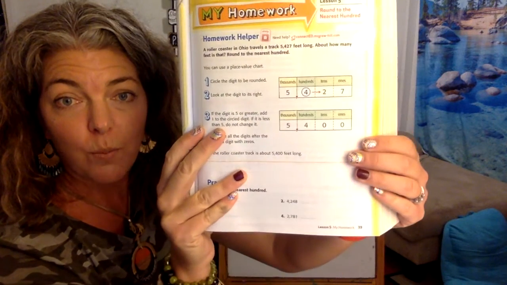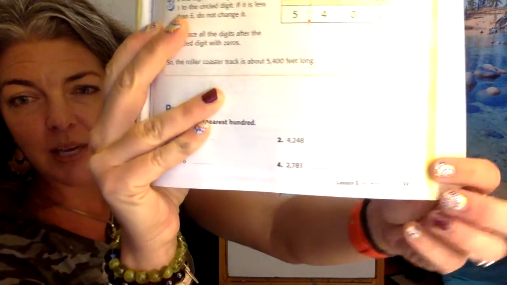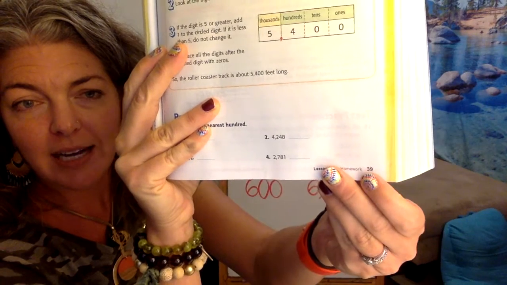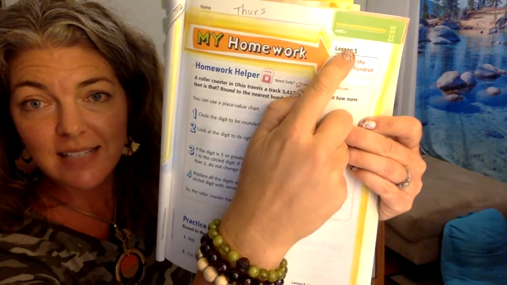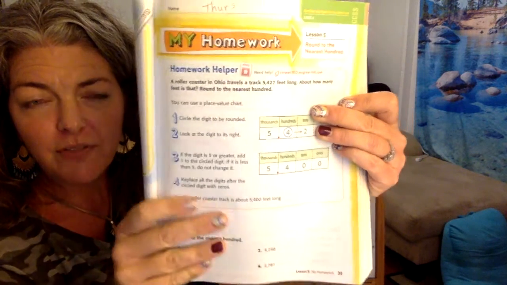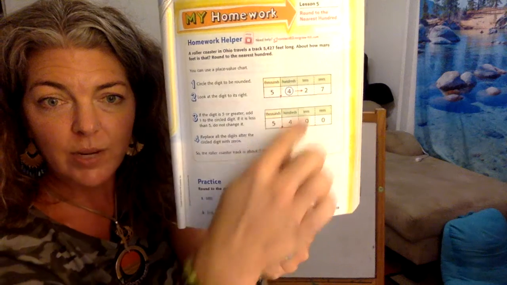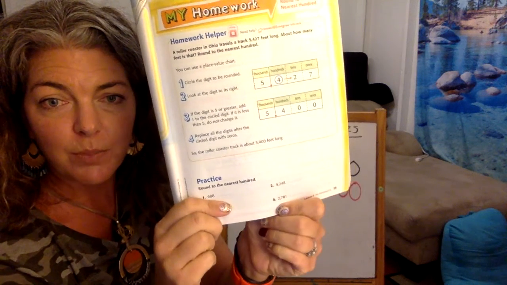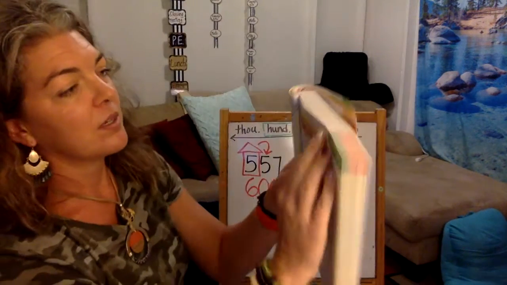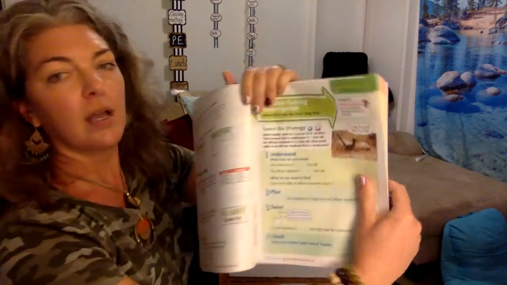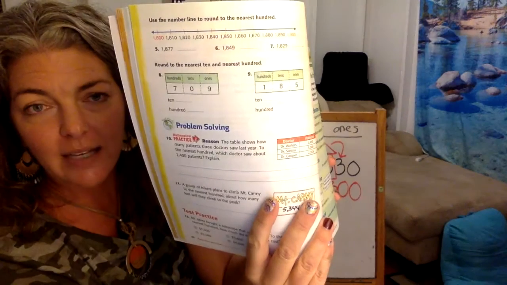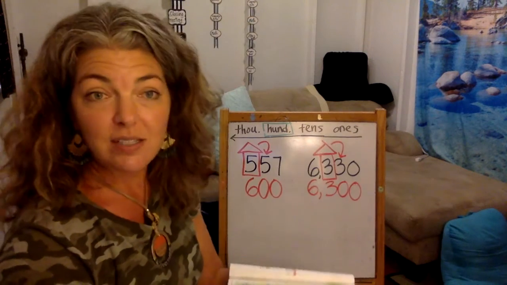Here is your homework. It's on page 39. It goes with the lesson that we just did, lesson 5. If you forgot how to do it, this helps you explain right here. Then there's a little bit of practice. Turn the page. And there is some more practice on the back. So that is your homework.